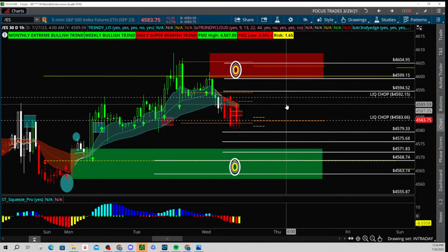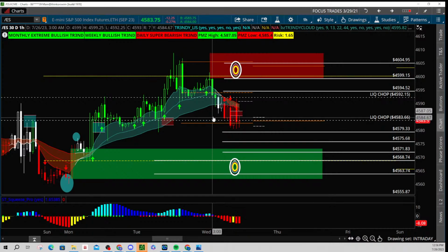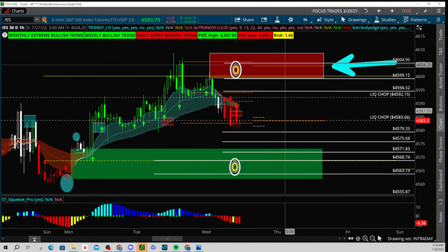Now, just like earnings and just like anything else, I will always say that news is a catalyst, including FOMC, that pushes price into supply or demand. The red box in this case is our supply zone, and the demand zone is annotated in green.